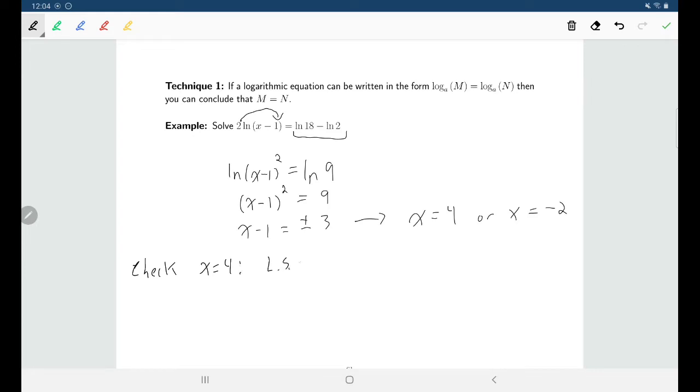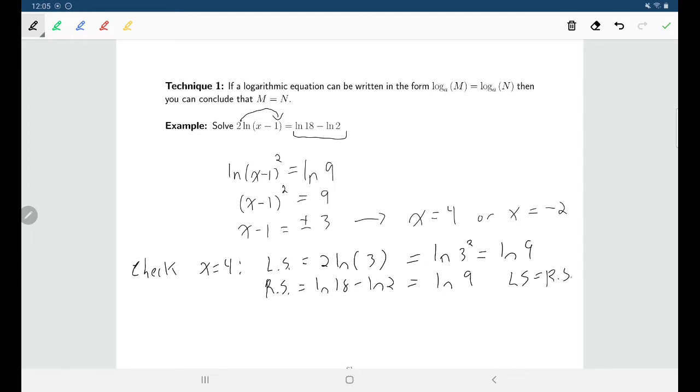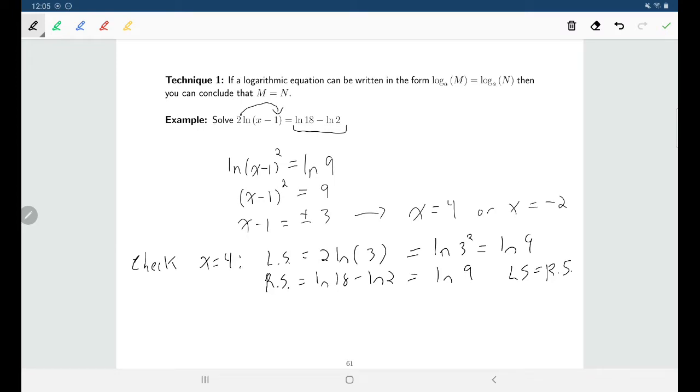So I'll start with checking the x equals 4. If you were to put it into the left side, you would have 2 times natural log of 4 minus 1, which is 3. And 2 times natural log of 3, well, that would be natural log of 3 squared, and that's natural log of 9. The right side, that's natural log of 18 minus natural log of 2, which we know is the same thing as natural log of 18 divided by 2, which is 9. So left side and right side are equal to each other. So we've confirmed that, yes, 4 is a solution.